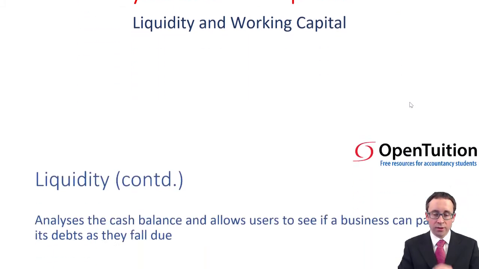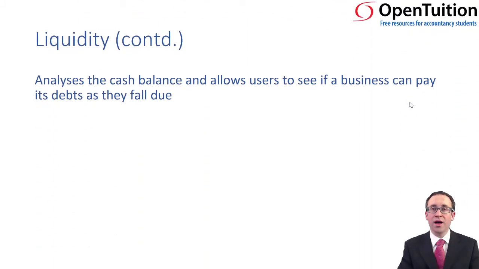So what have we got? Well, if we look at your liquidity, the key thing about your liquidity is you're thinking cash, aren't we? That's what cash is. Cash is ultimately your liquidity. So when we're analysing the liquidity, we're analysing this cash balance and seeing whether or not we have enough of our cash and our other liquid assets to be able to pay the debts as they fall due.